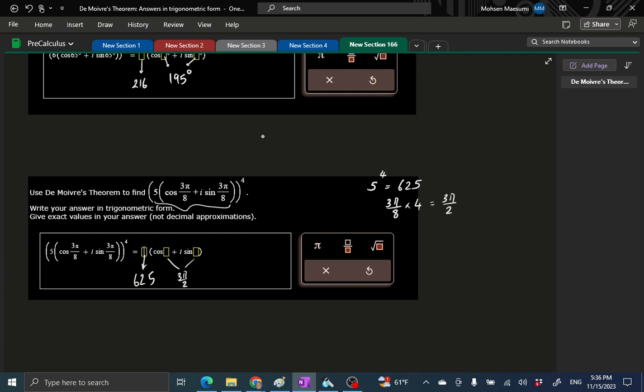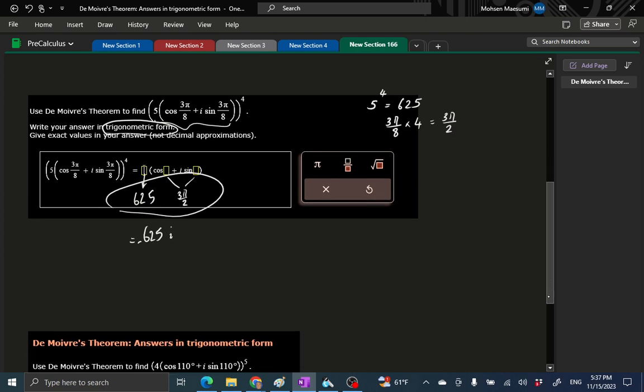In this case, if you want to simplify it further, well, it's saying give the answer in trigonometric form, so we just leave it as that. However, if you want it for your own uses, cosine of 3 pi over 2 you know is 0, and sine of 3 pi over 2 is minus 1, so the answer becomes 625 times minus i. But you leave the answer in that form, because that's the form it's asking for.